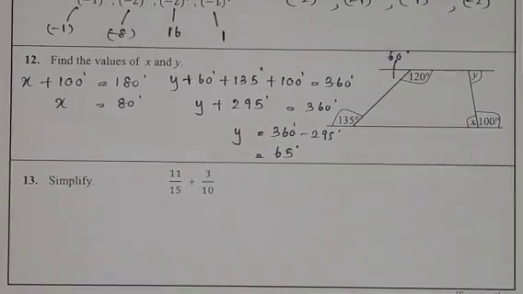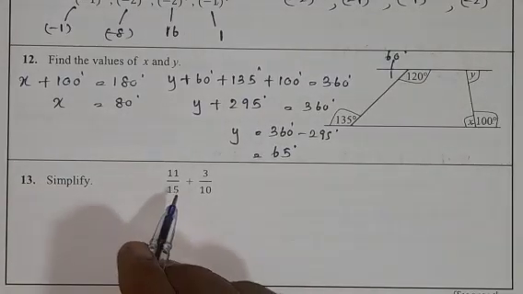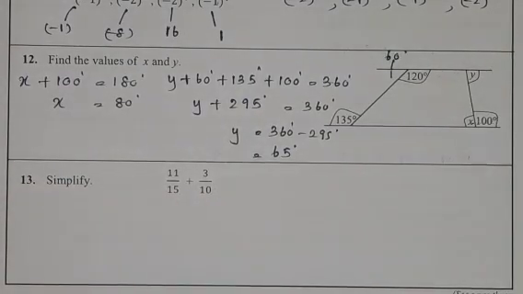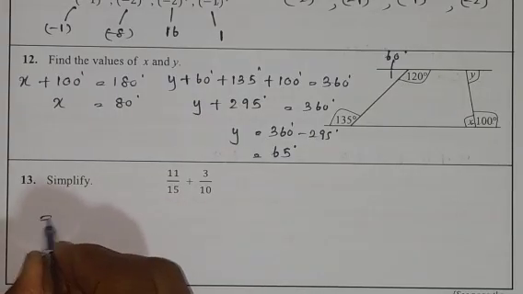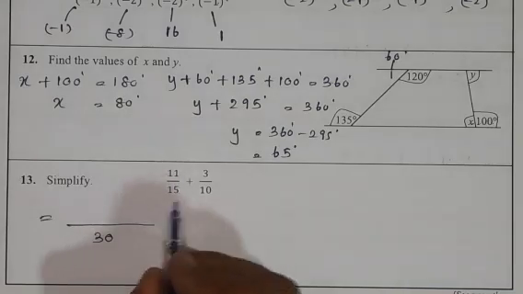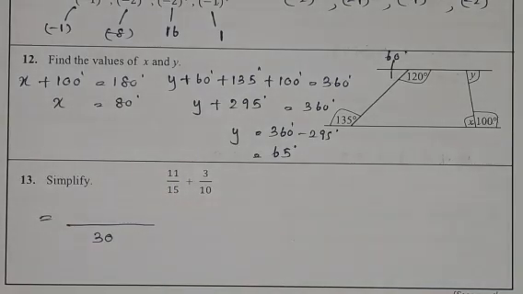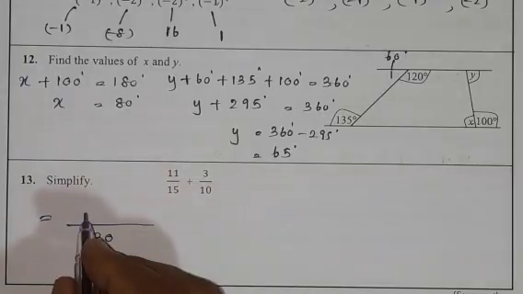Then question number 13. Simplify. We are given this to simplify. Addition. What is the common denominator of 15 and 10? The common denominator is 30, the LCM of the two numbers. Then the first fraction should be multiplied by 2. 2 times 15, 30. 2 times 11 is 22.